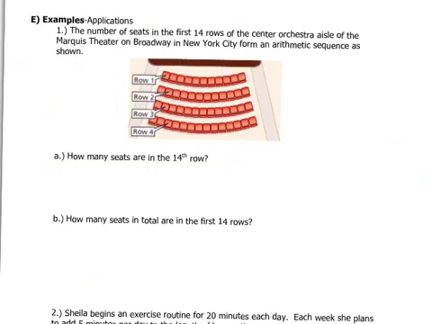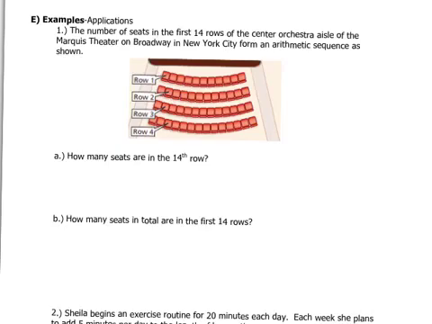So let's jump over to this theater example. You're going to have a lot of word problems and a lot of application problems where it's up to you to decide whether you're looking for a term or the sum, a lot of different things. So let's look at one. It says the number of seats in the first 14 rows of the center orchestra aisle of the Marquis Theater in Broadway form an arithmetic sequence as shown.